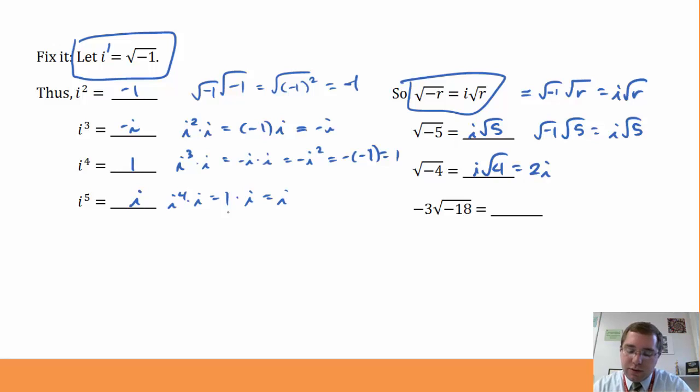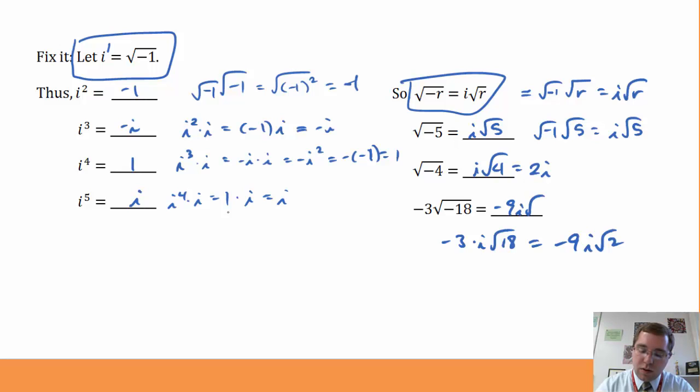Okay? Negative 3 times the square root of negative 18, well, that would be negative 3 times i times the square root of 18. I can simplify the square root of 18. The square root of 18 is the square root of 9 times the square root of 2. The square root of 9 is 3. 3 times the negative 3 makes negative 9 times i times the square root of 2. So I'm able to introduce this whole new set of numbers if I just call the square root of negative 1 i, and then I can work with i.